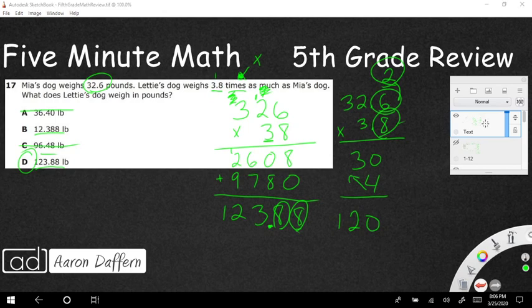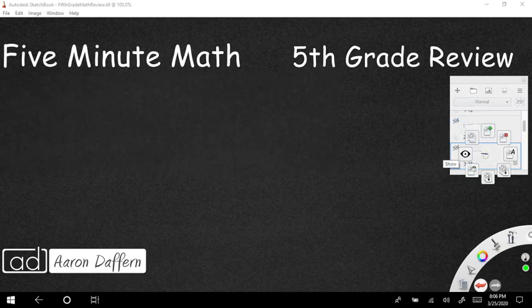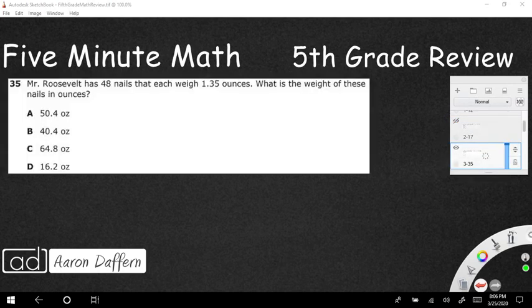All right, so that hopefully was pretty simple. Let's look at our final question for this evening. It's not a lot of thinking, just a lot of multiplying. Mr. Roosevelt has 48 nails that each weigh 1.35 ounces. What is the weight of these nails in ounces?